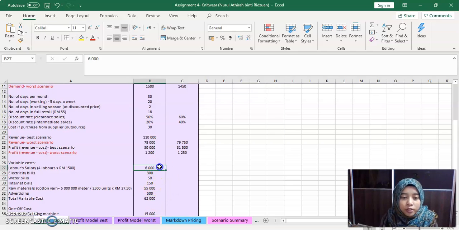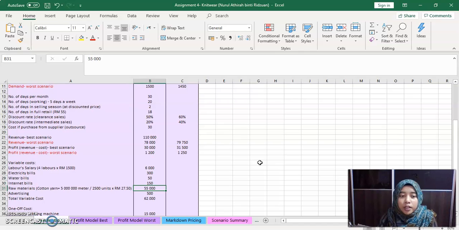So the labor salary, I have 4 labors. Each labor receive 1,500 ringgit. So the total is 6,000 ringgit. Electricity bill is 300 ringgit. Water bills 50 ringgit. Internet bills 150 ringgit. Raw materials, I choose a cotton yarn.